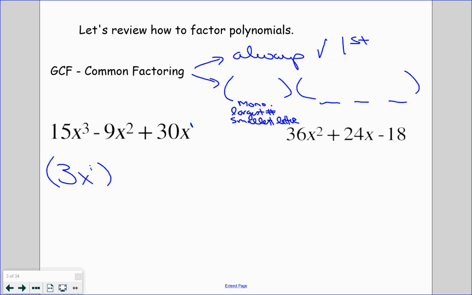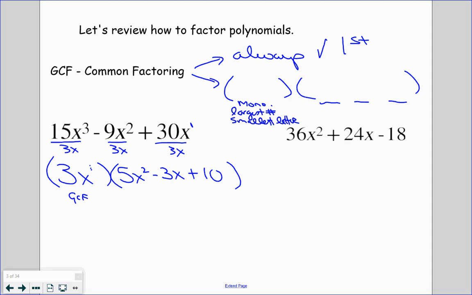Okay. So you take the biggest number and the smallest letter. This is what we refer to as the GCF, or the greatest common factor. Once you find that, then you take each term and divide by it to get the second bracket. So 15 divided by 3, you have 3 x's, you took 1 out. 9 divided by 3, you have 2 x's, you took 1 out. 30 divided by 3, you have an x and you took it out.